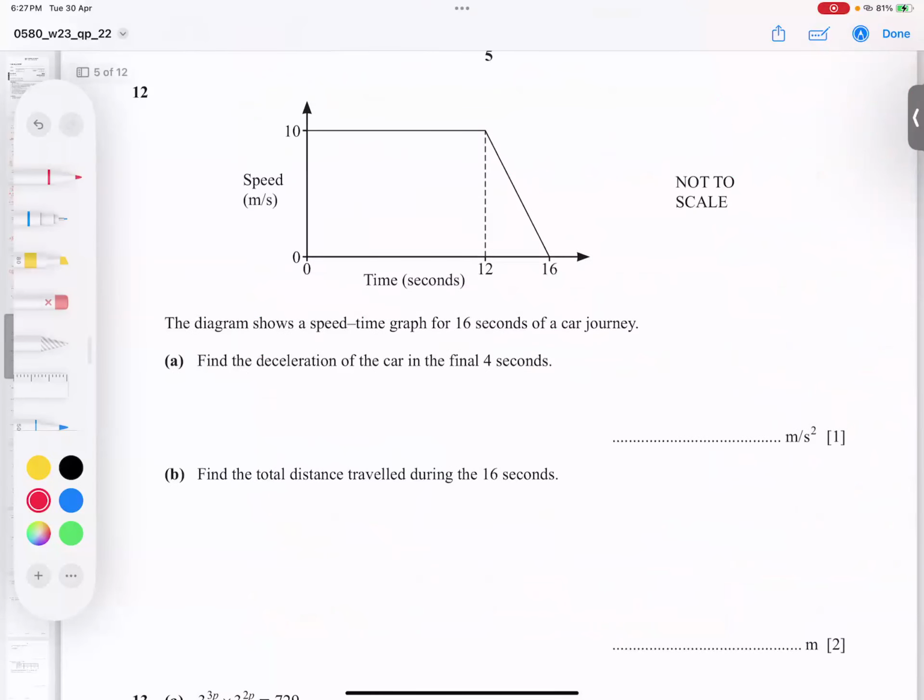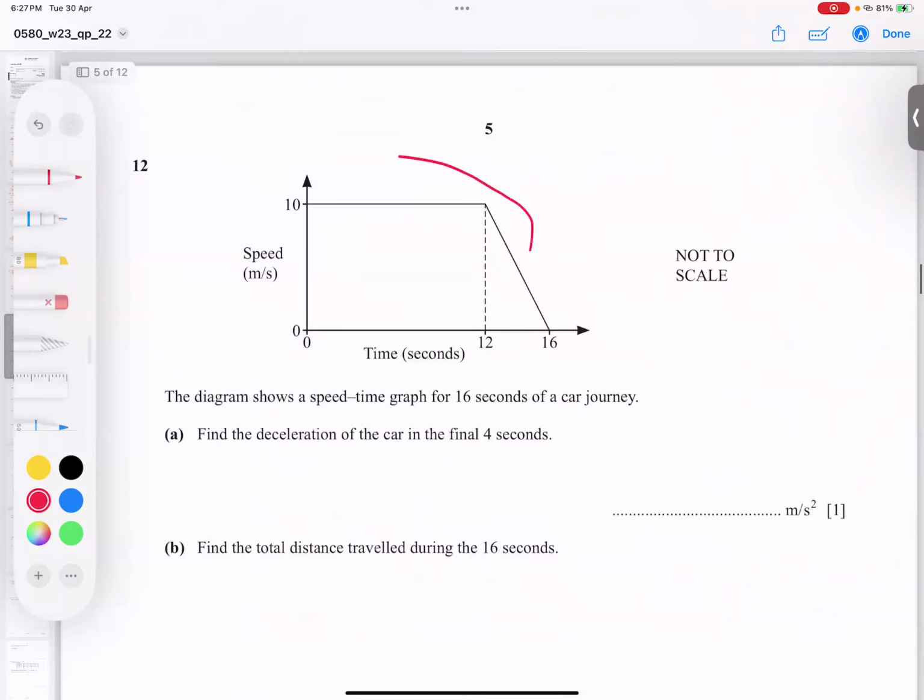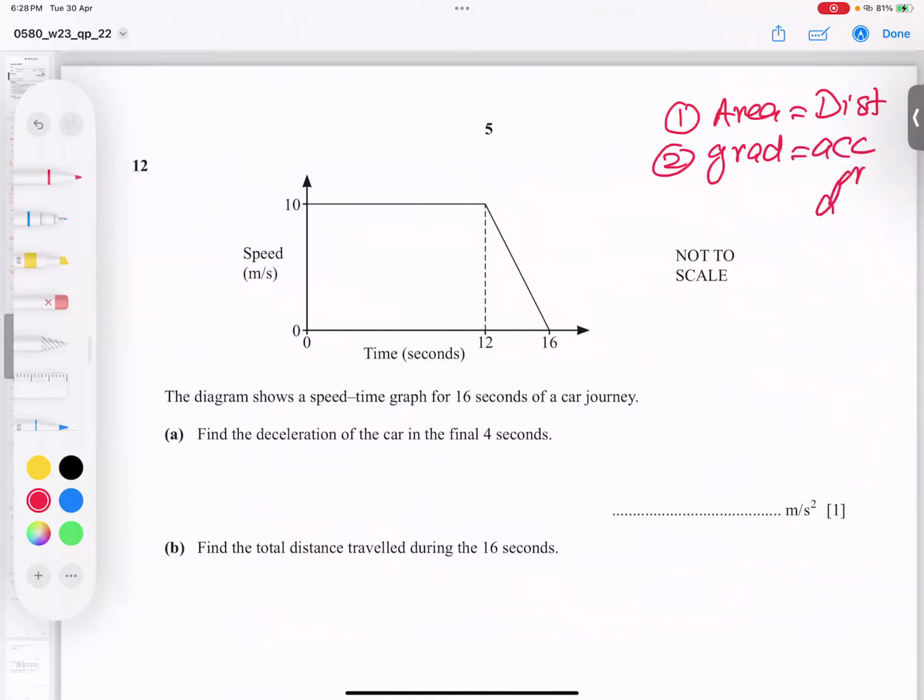Question number 12. The diagram shows a speed-time graph for 16 seconds of a journey, and asks for the deceleration. Student, what is the deceleration? Actually, whenever acceleration comes with a negative sign, it's called deceleration. We have two rules for this kind of diagram. Rule number one: area under the line is the distance covered. And the gradient of the line is equal to acceleration or deceleration, same thing.